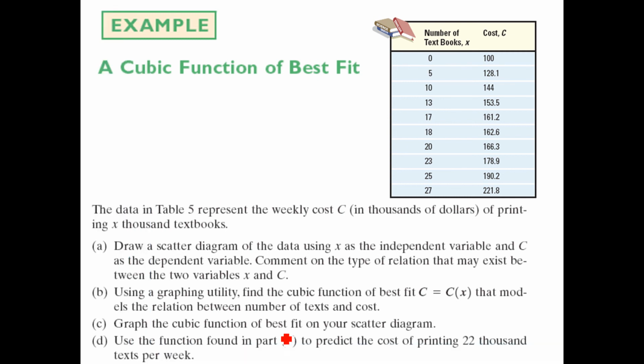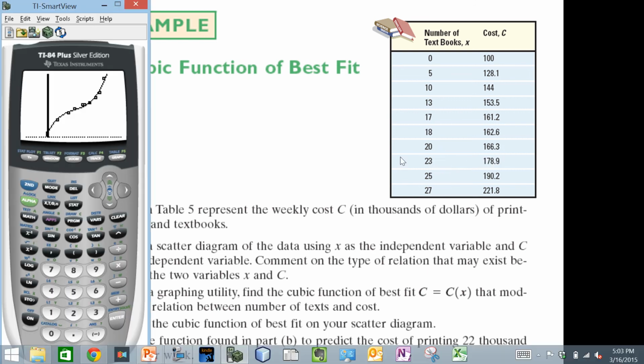The very last thing it asks is say, okay, predict what the cost of 22,000 text would be. So notice that 22 is not on here. But our best guess would be somewhere in between there. But now that we have a nice function that's in y1, we can go to our table and just go ahead and ask. And so in our table, we'll type in 22, and it'll say 176.3. Right what we thought, right in between these two numbers. All right, that'll do it.